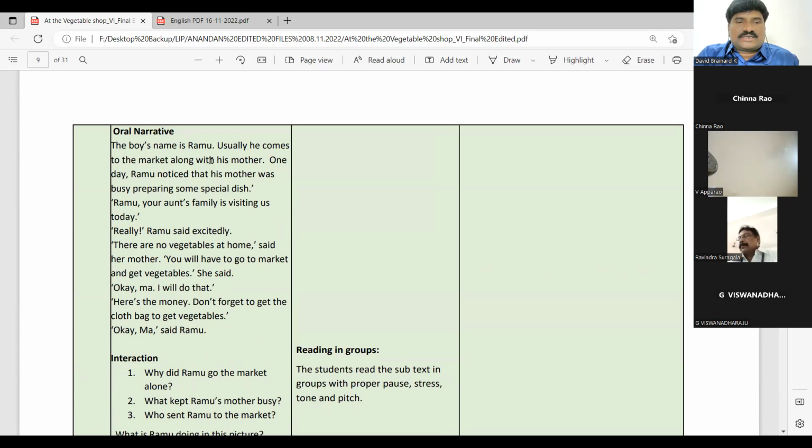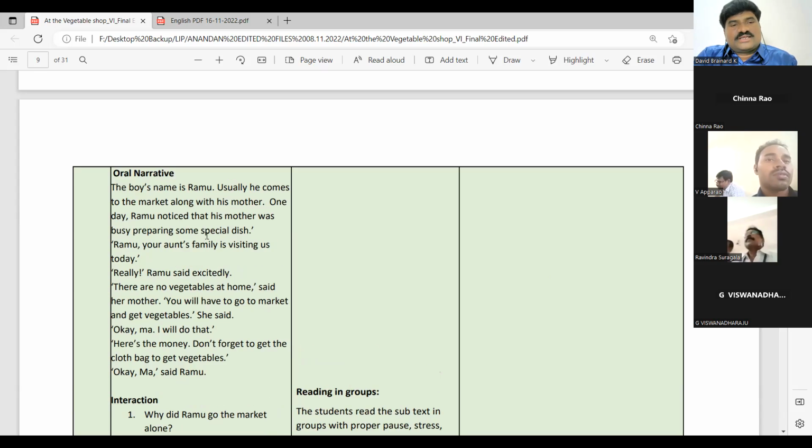Usually he comes to the market along with his mother. One day, Ramu noticed that his mother was busy preparing some special dish. "Ramu, your aunt's family is visiting us today." "Really?" Ramu said, excited. "There are no vegetables at home," said his mother. "You will have to go to market and get vegetables," she said. "Okay, ma, I'll do that." "Here is the money. Don't forget to get cloth bag to get vegetables." "Okay, ma," said Ramu.